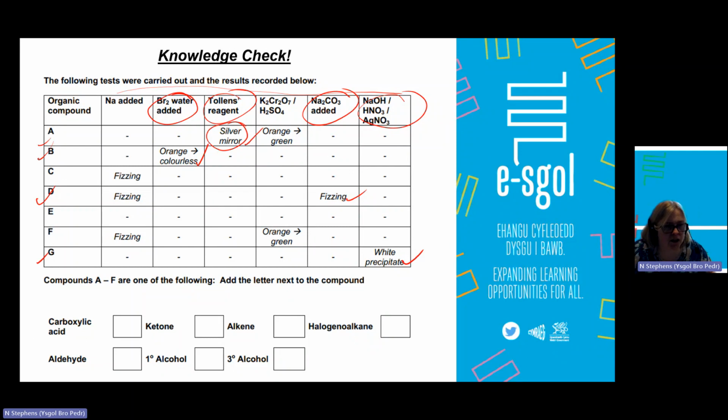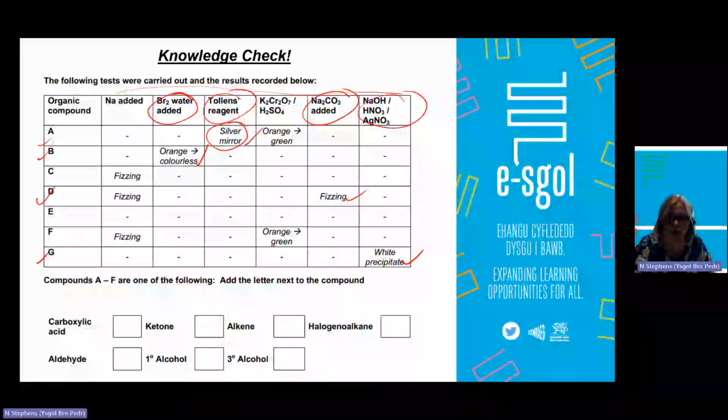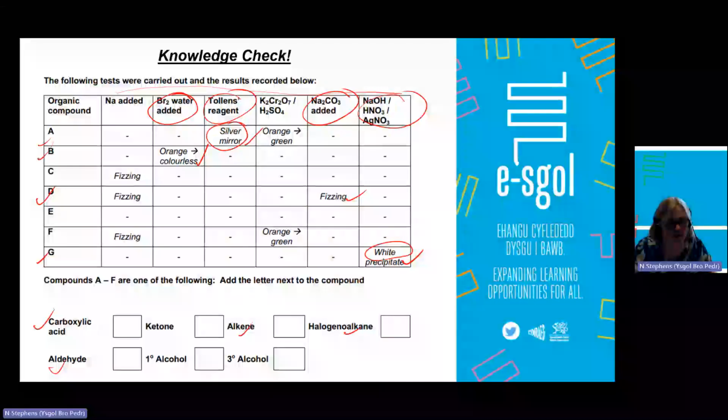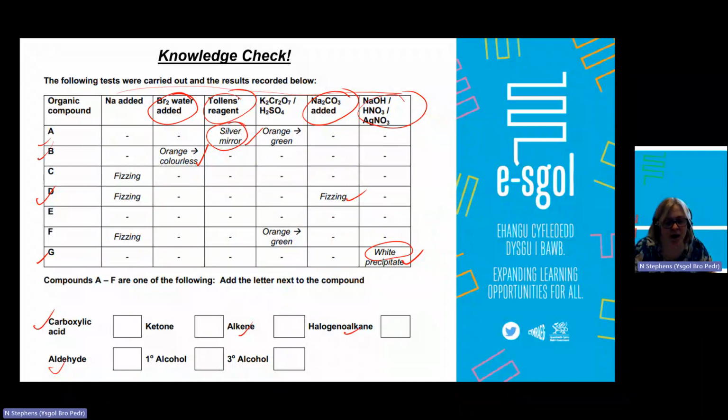Not only do we know it's a halogenoalkane, but the fact that it is a white precipitate also confirms that it must be a chloro compound. Not only a halogenoalkane, but a chlorohalogenoalkane. So you're left then, so we've identified the carboxylic acid, the alkene, the halogenoalkane, and the aldehyde. So we are then left with a choice of a ketone, a primary and a secondary alcohol. So which one is which?